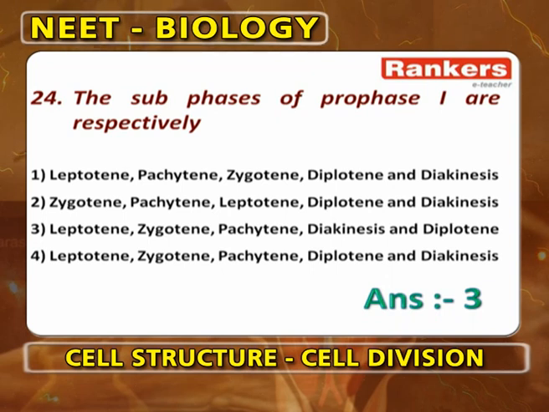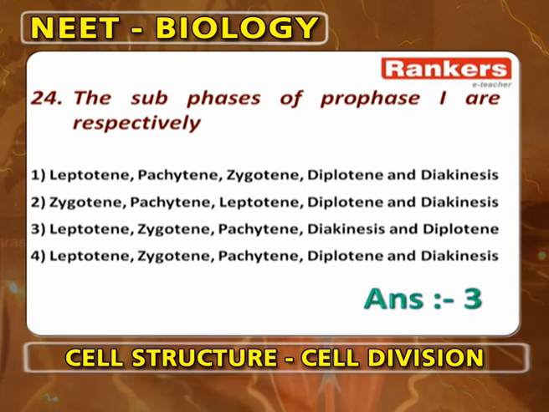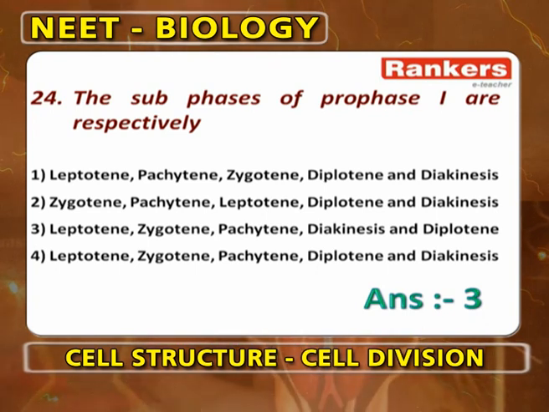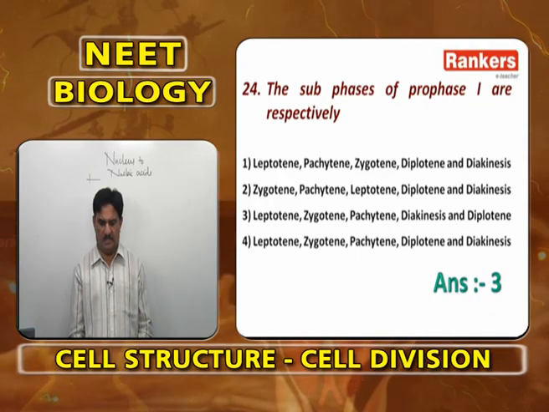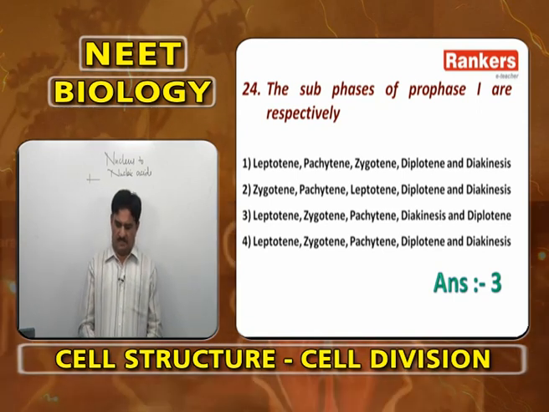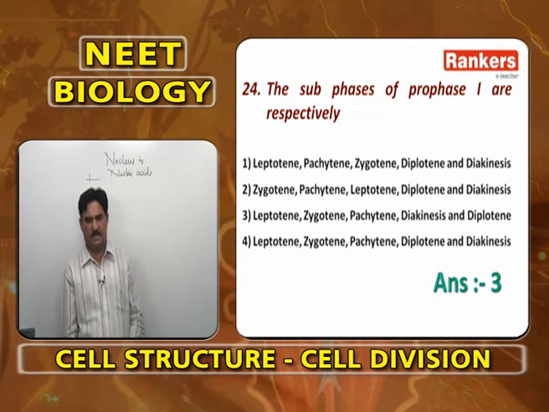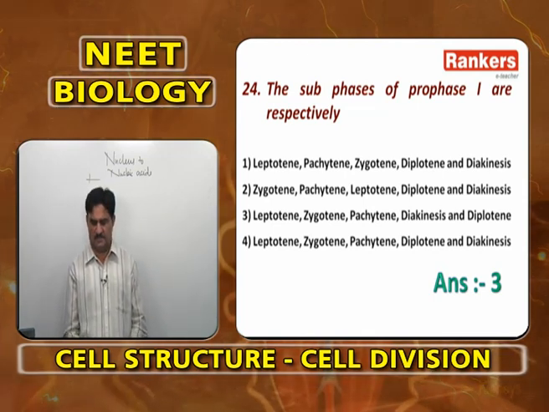The subphases of prophase 1 are, respectively, this is expected sometimes in exams. The correct sequence of subphases is leptotene, zygotene, pachytene, diplotene, diakinesis. The answer is given as 3. It is not 3, it is 4. Leptotene, zygotene, pachytene, diplotene, diakinesis. So the fourth is the option, not 3.